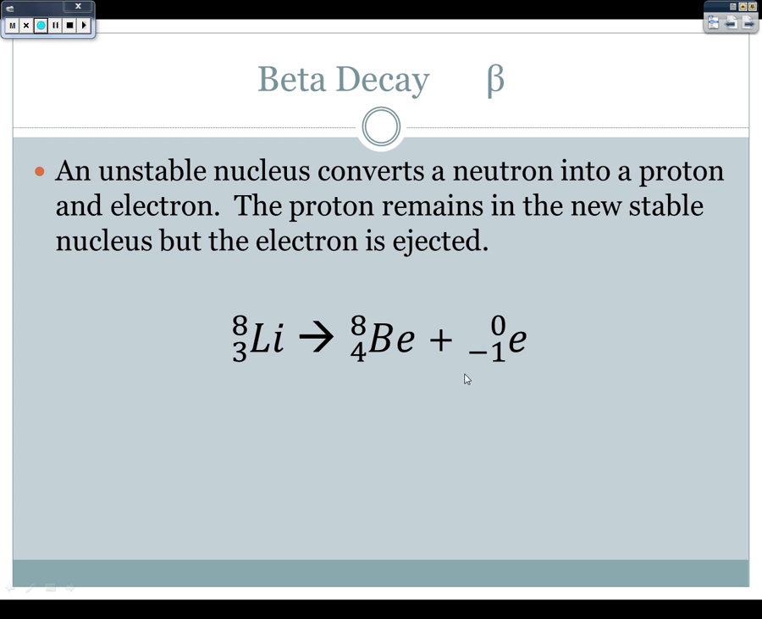That's just kind of how we represent electrons in nuclear chemistry. But that also means that 4 minus 1 is 3, and it stays balanced. Okay, we're learning all sorts of new stuff today.